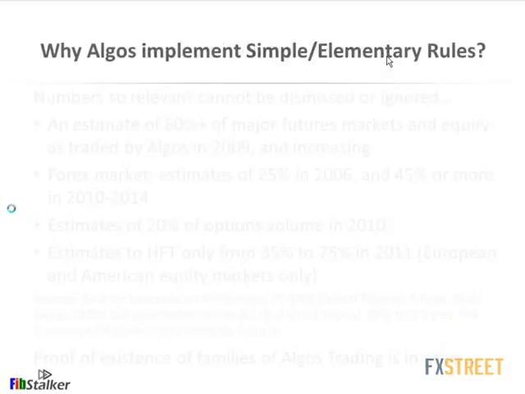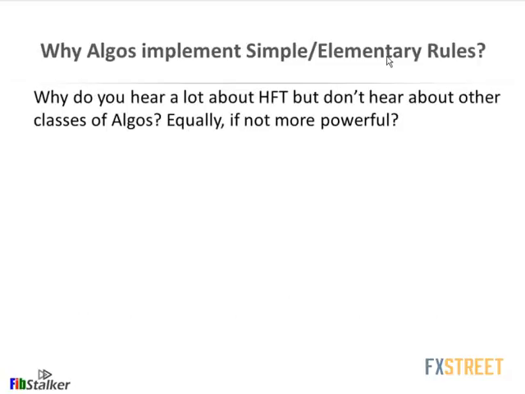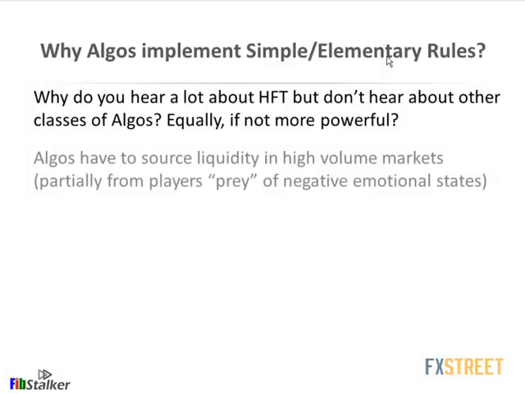Why do algorithms implement simple and elementary rules? Well, you hear a lot about high frequency trading, HFT. But you don't hear about other classes of algorithms. Why is that? I believe there are other classes of algorithms that are equally, if not more, powerful than high frequency trading. But there's a lot of talking about high frequency trading. It's maybe because, for the reason I wrote here, they are very powerful and can be exploited by retail, so they go under the radar.